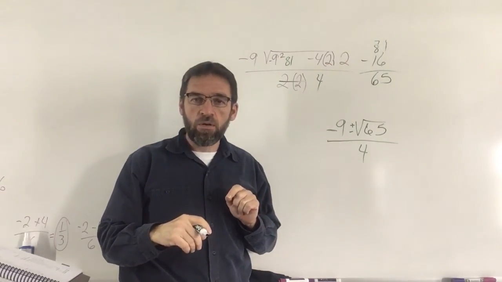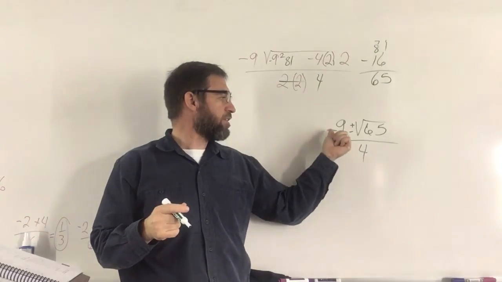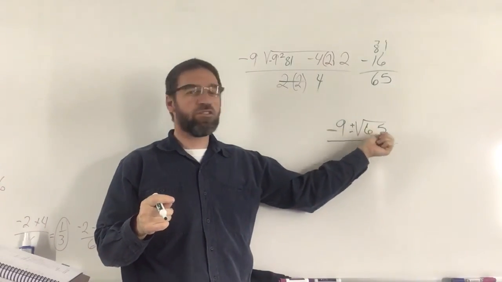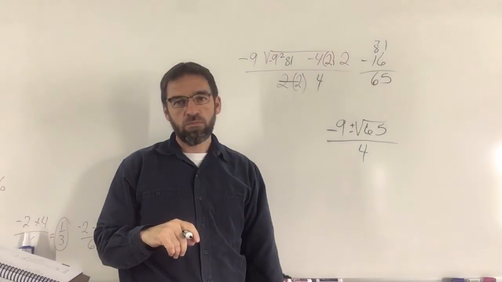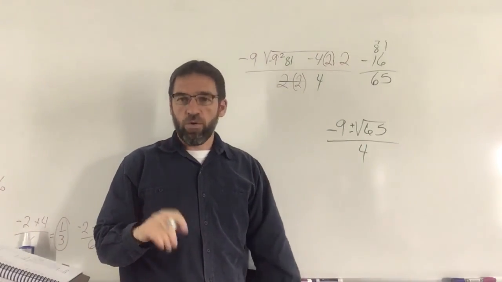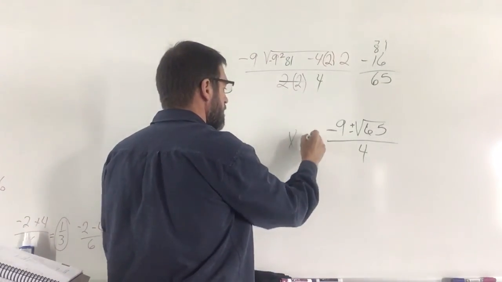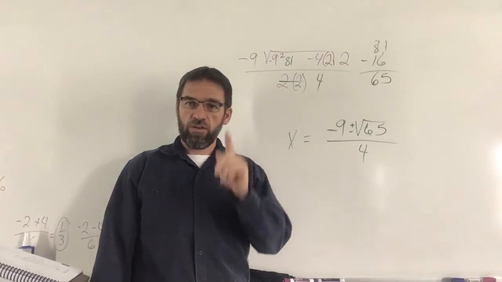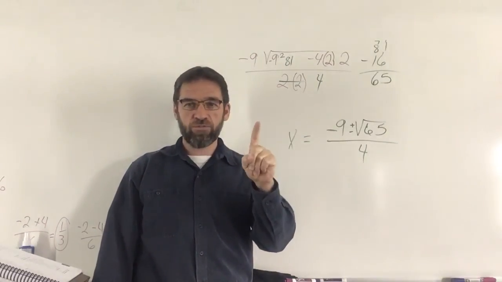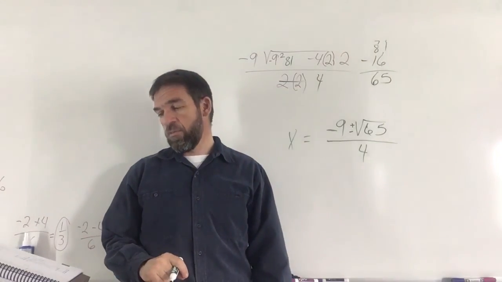Whoa. What do you think now? Can you divide 4 into negative 9, positive negative squared 65? No. I don't know how. Well, x equals right there. There, x just has one answer. Whoa, you didn't know that. The book didn't tell you that, did it? Whoa.